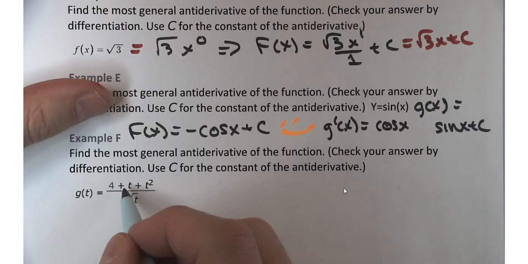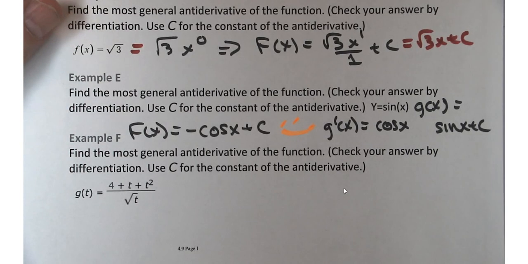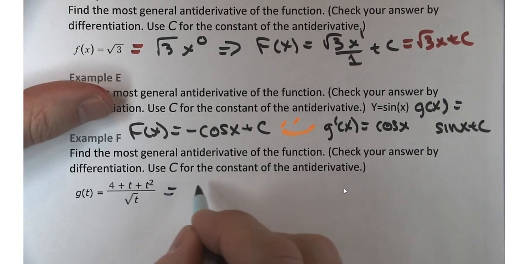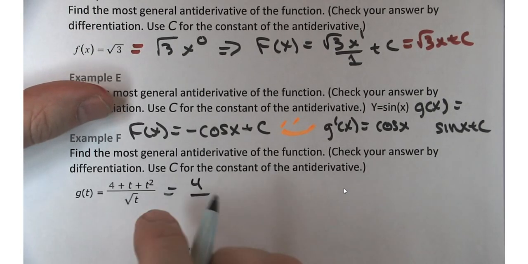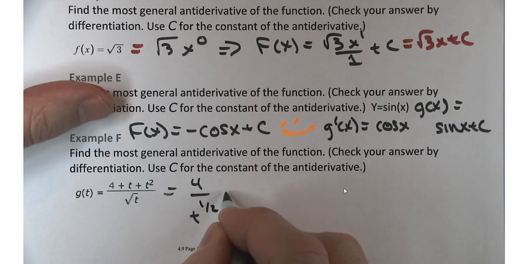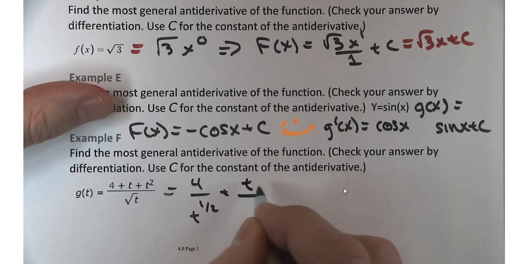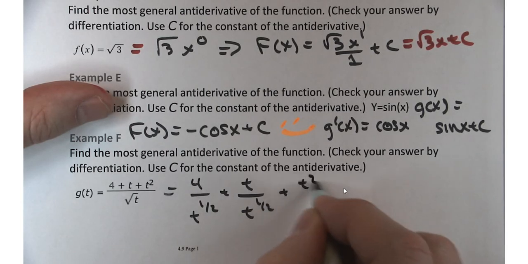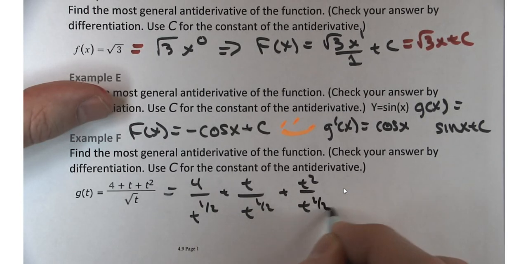Unfortunately, you can't find the antiderivative of the numerator divided by the antiderivative of the denominator. That's not going to work. What we'll do instead is rewrite this as 4 over the square root of t. In fact, I'm not going to write it as the square root of t. I'm going to write it as t to the what power? 1/2 plus t over t to the 1/2 plus t squared over t to the 1/2.